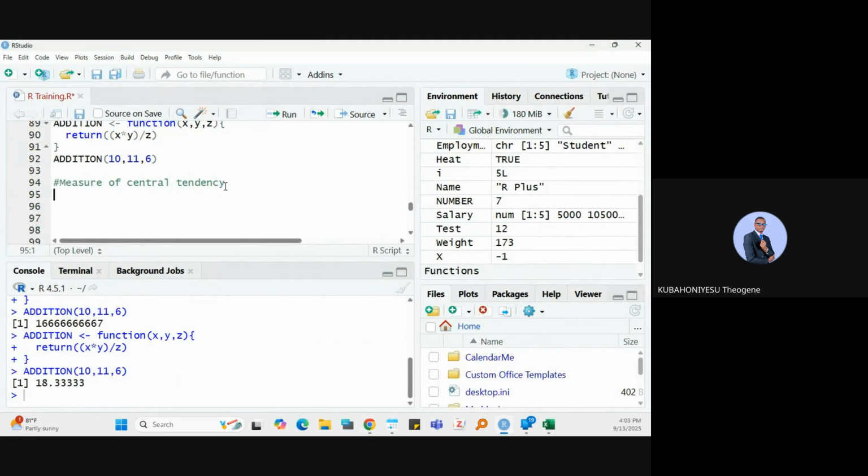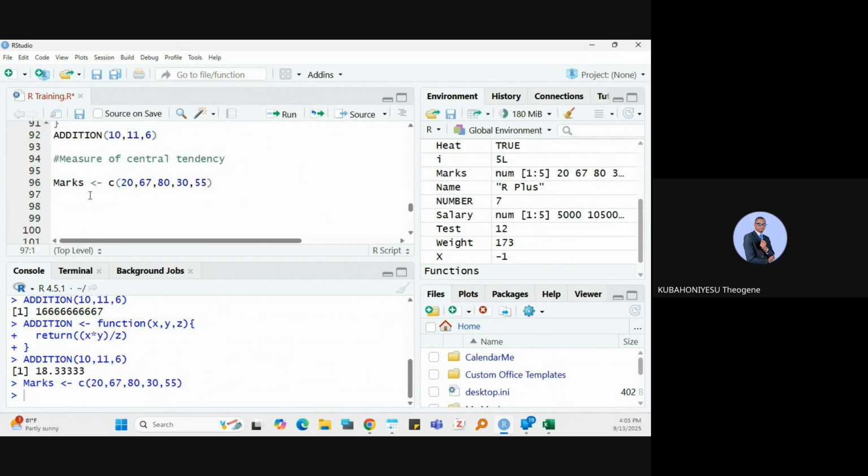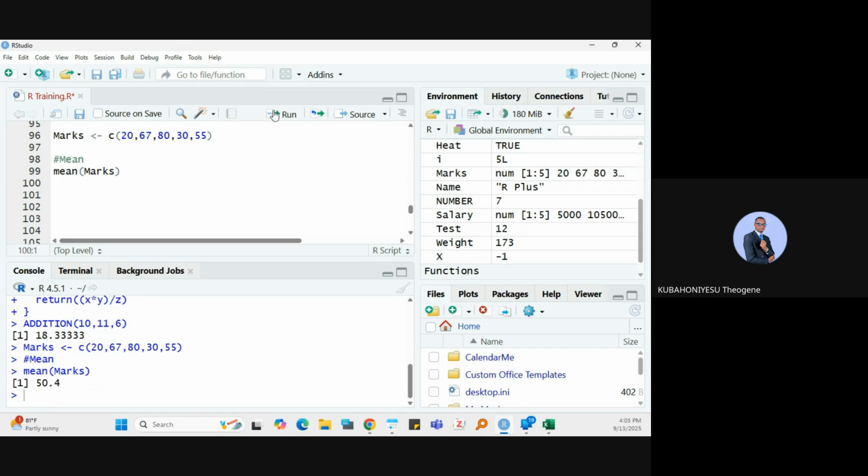Now, say for example, we have maths marks of students: a combination of 20, 67, 80, 40, 5. You run this, and then you say, I need the mean of maths. They will say, okay, the mean is 50.4.